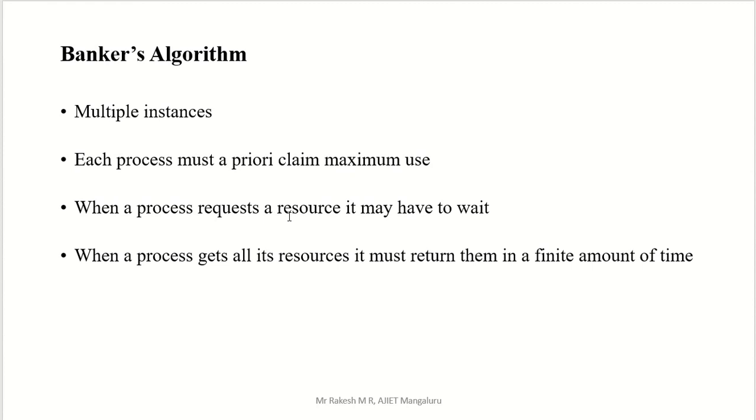When a process requests a resource, it may have to wait. When a process gets all its resources, it must return them in a finite amount of time. Once that process gets all the resources, after some amount of time, it should return them. Otherwise, other processes are also waiting, right? They must also get that resource. That's why that process should release it.